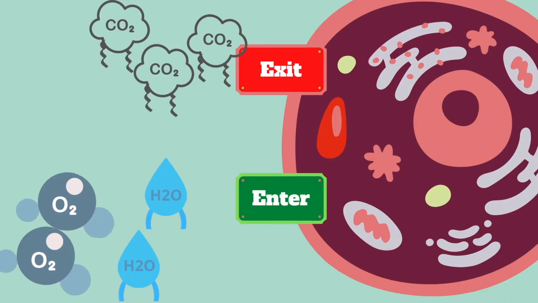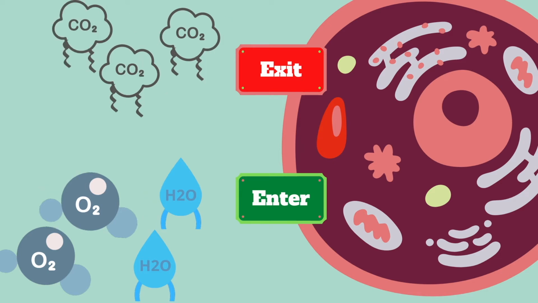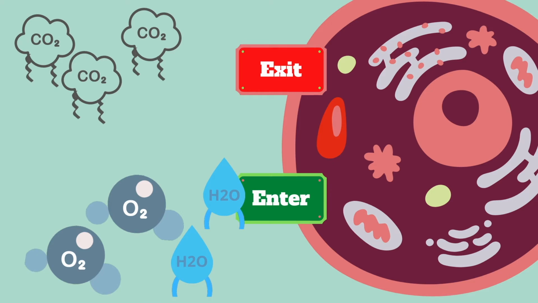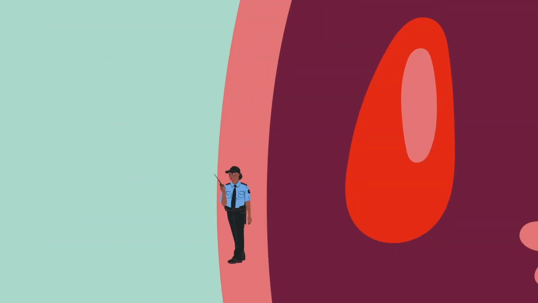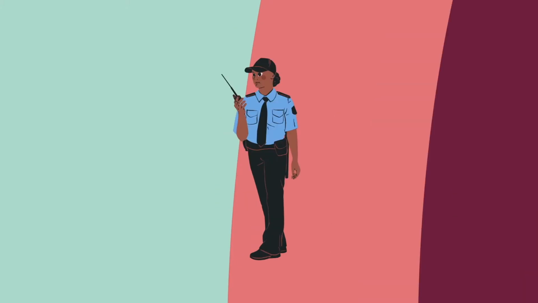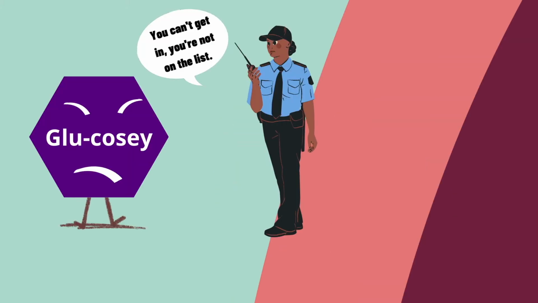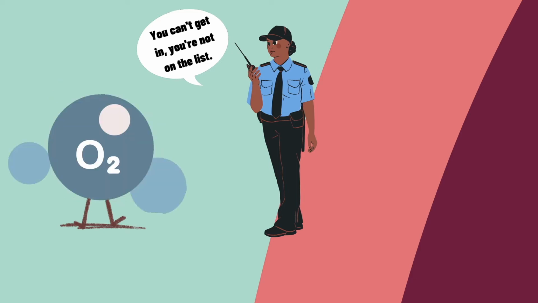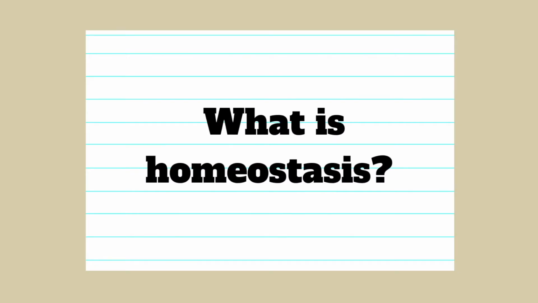Diffusion is most important in living things because it is how oxygen, carbon dioxide, water, and other important molecules move in and out of our cells. Let's zoom into the cell membrane. The cell membrane provides security for the cell and is selectively permeable. This means that the cell membrane gets to decide what comes in and out of the cell in order to maintain homeostasis. And what is homeostasis?